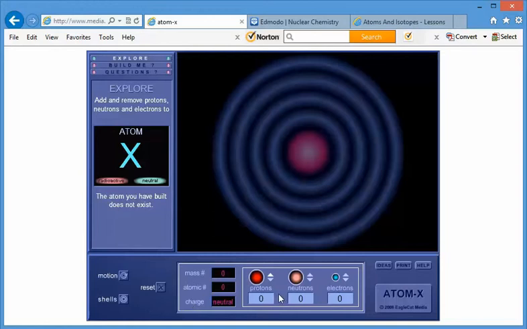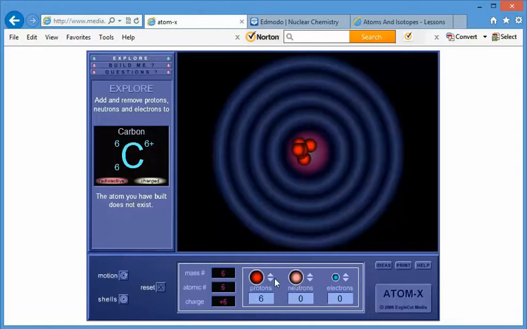So carbon has an atomic number of 6. This means it has 6 protons in its nucleus. Notice over here the elements are changing based on how many protons. So we just need one more. Now we've got carbon.